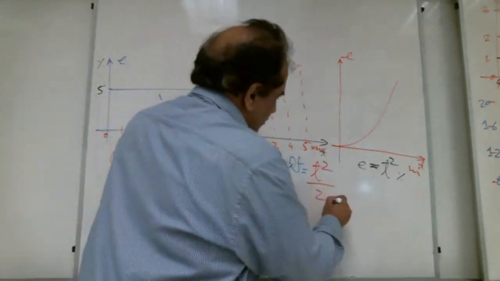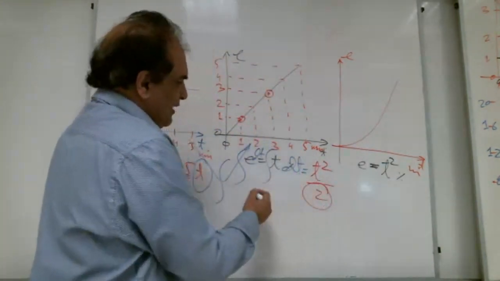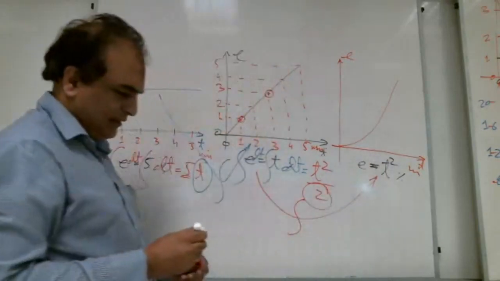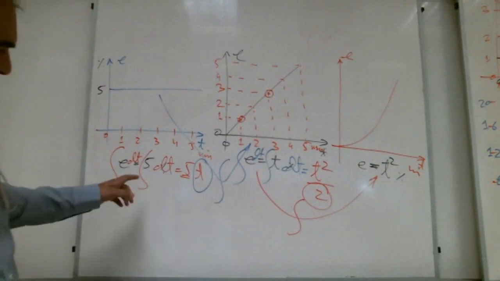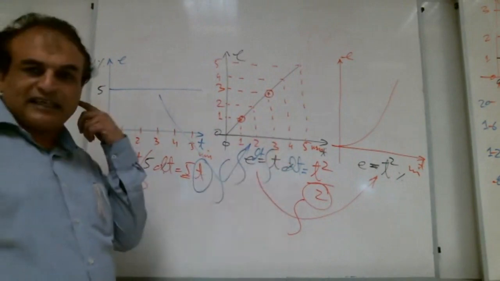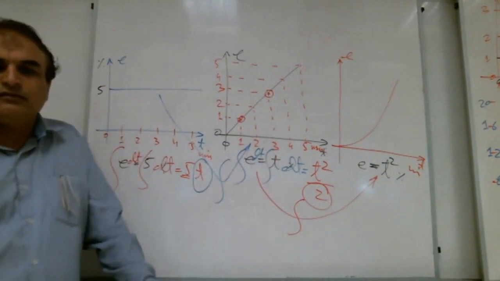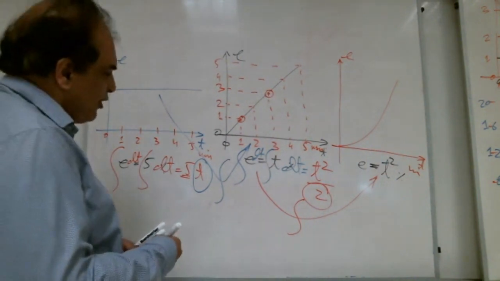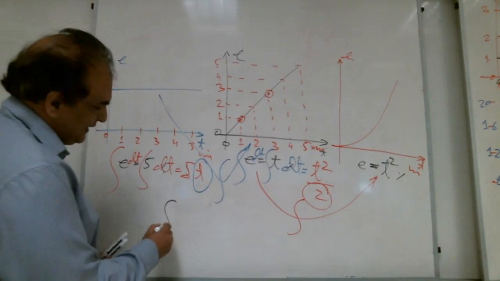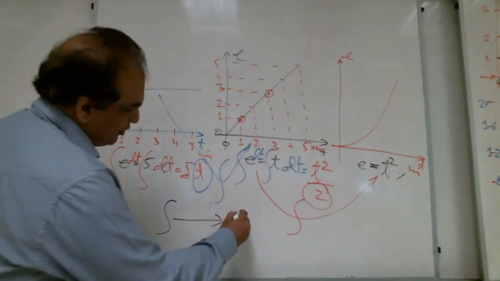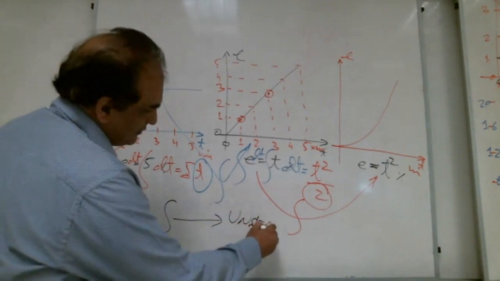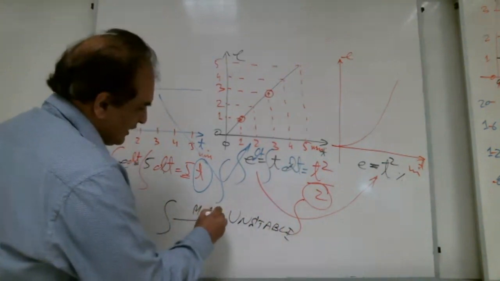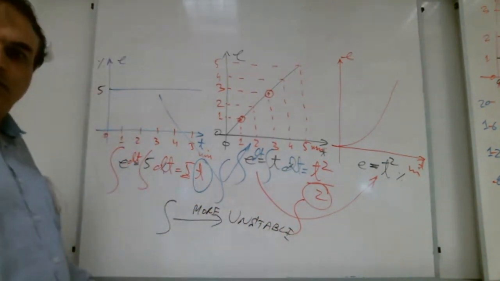T square over 2. Again the 2 is constant, no problem. But when we integrate this one, we get the t square. So is integration making the system more unstable or stable? More unstable, teacher. Very good. Integration is making the system more unstable.